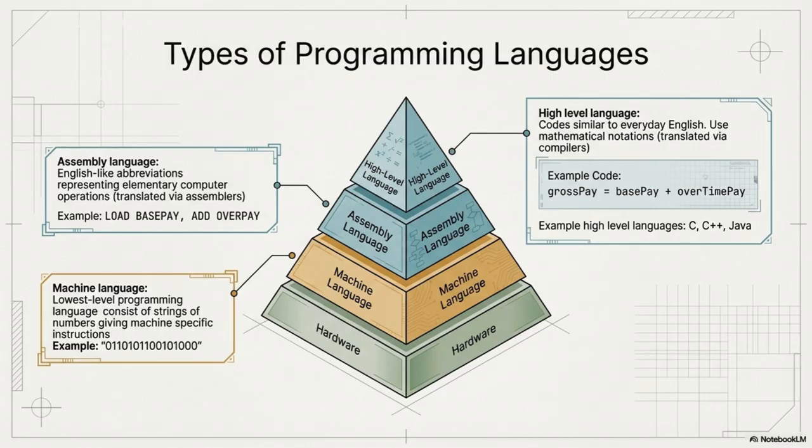We start with the machine language. This is the lowest level programming language. It consists of strings of numbers giving the machine a specific instruction. For example, a string like this one, 0, 1, 1, 0, 1, 0, 1, and so forth. This is the machine language. It is incredibly fast for the hardware to read, but it's nearly impossible for humans to write without making mistakes because there are so many numbers here.